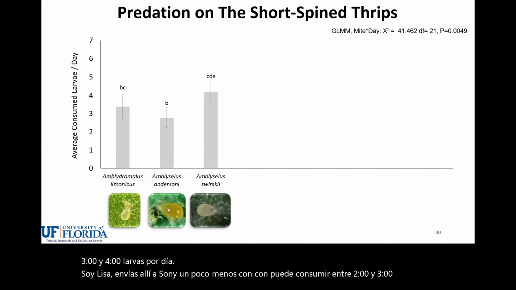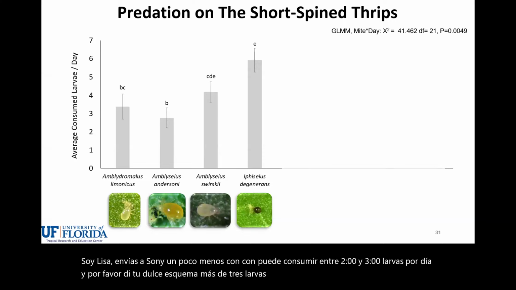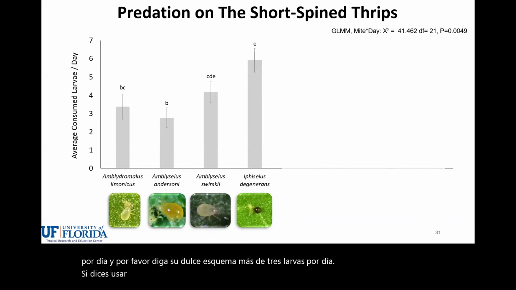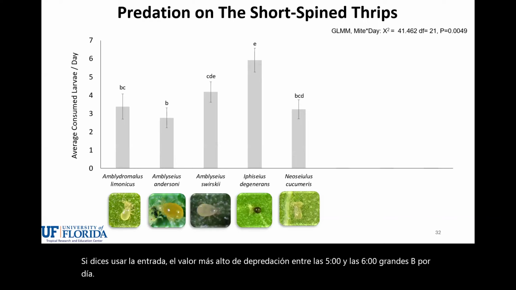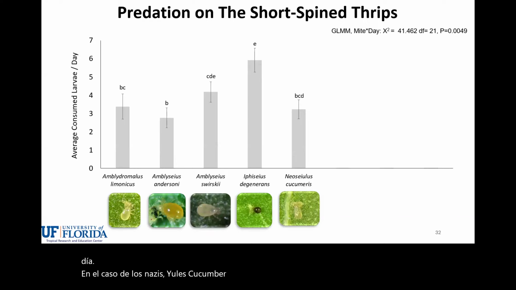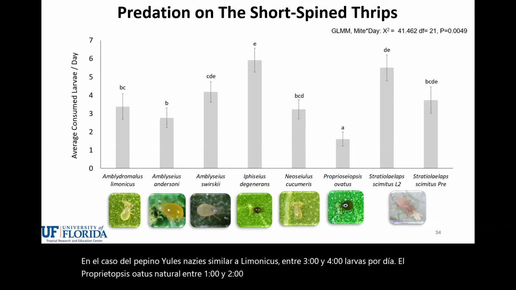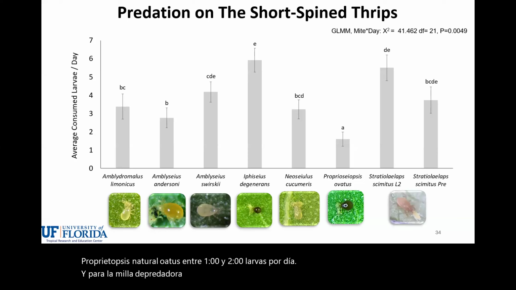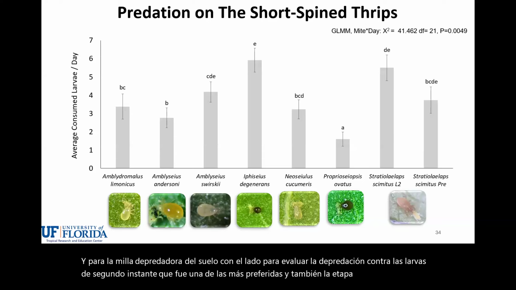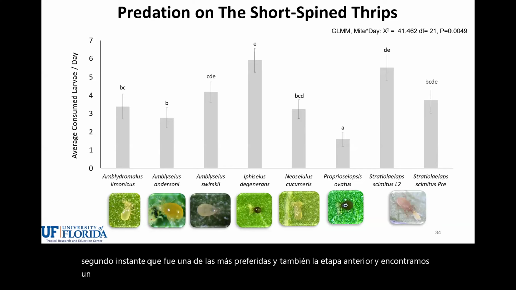Amblyseius swirskii, more than 3 larvae per day. Euseius degenerans, the highest value of predation, between 5 and 6 larvae per day. In the case of Neoseiulus cucumeris, similar to limonicus, between 3 and 4 larvae per day. The naturally occurring Proprioseiopsis ovatus, between 1 and 2 larvae per day. And for the soil predatory mite, we decided to evaluate predation against second instar larvae, that was one of the most preferred, and also the prepupae stage. And we found an average consumption of more than 5 second instar larvae per day and more than 3 prepupae stages per day.